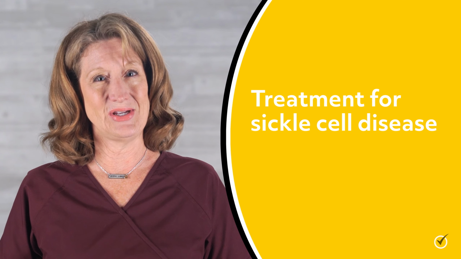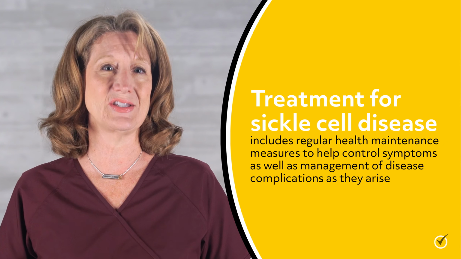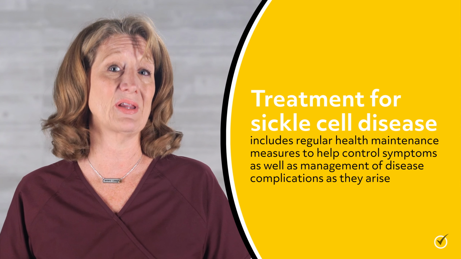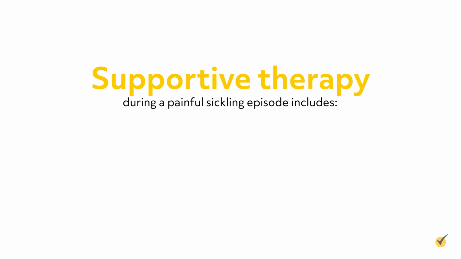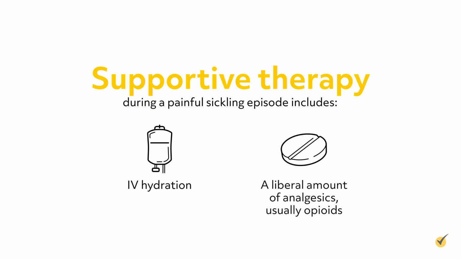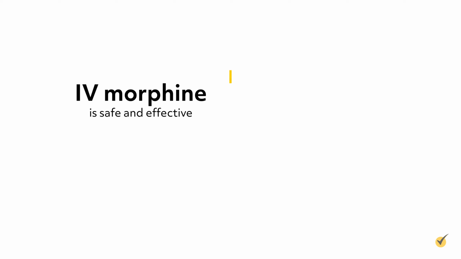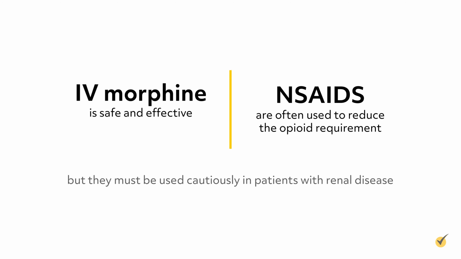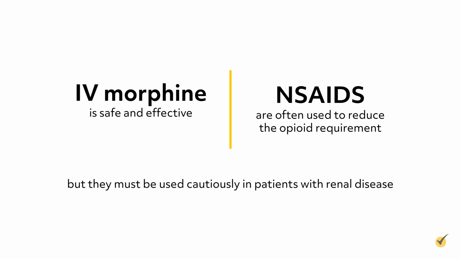Treatment for sickle cell disease includes regular health maintenance measures to help control symptoms, as well as management of disease complications as they arise. Supportive therapy during a painful sickling episode includes IV hydration and a liberal amount of analgesics, usually opioids. IV morphine is safe and effective, and NSAIDs are often used to reduce the opioid requirement, but they must be used cautiously in patients with renal disease.